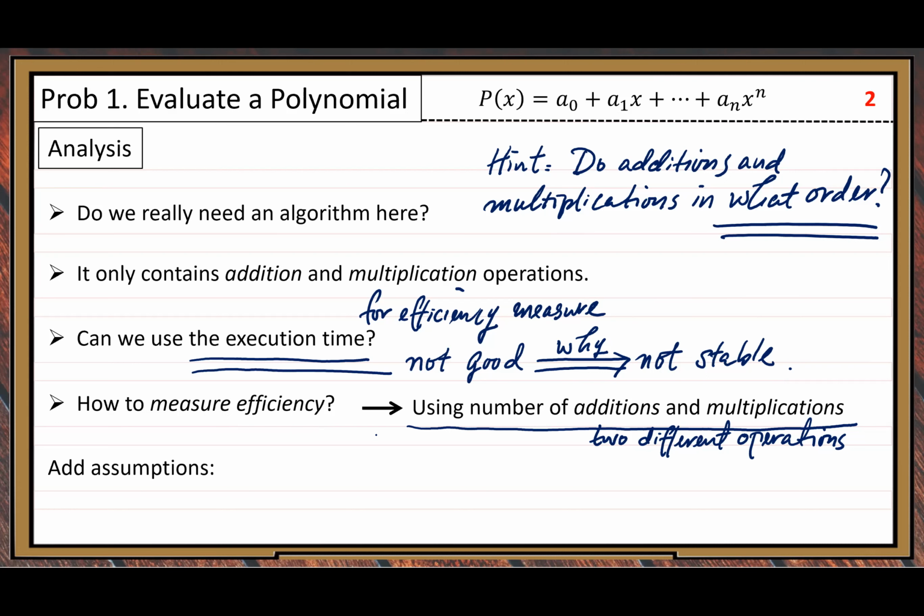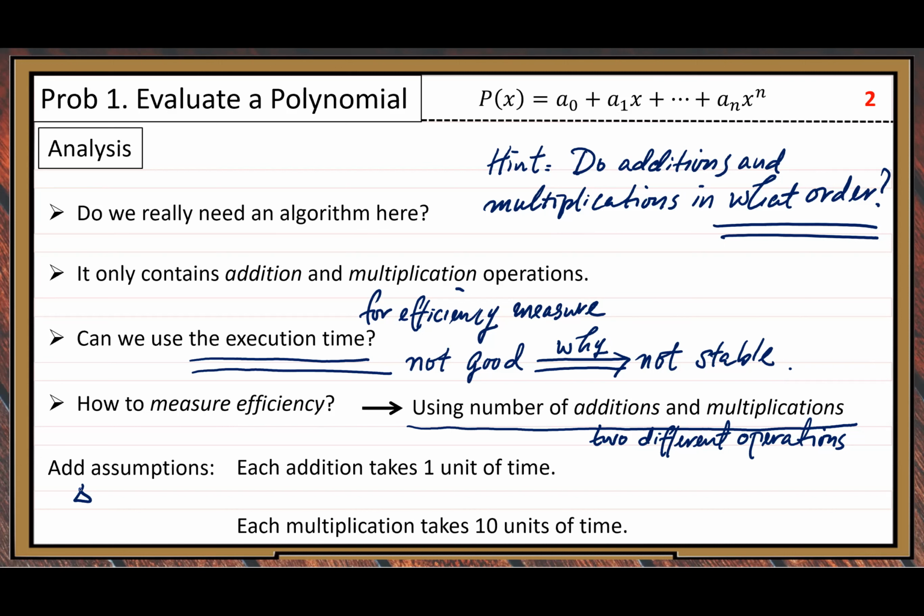Addition and multiplication. Here we just need to add some reasonable assumptions in order to compare addition and multiplication. Let's assume, since we know addition is faster, that the amount of time used for each addition is 1 unit of time, an abstract unit of time. Each multiplication takes 10 units of time, 10 times that of one addition.